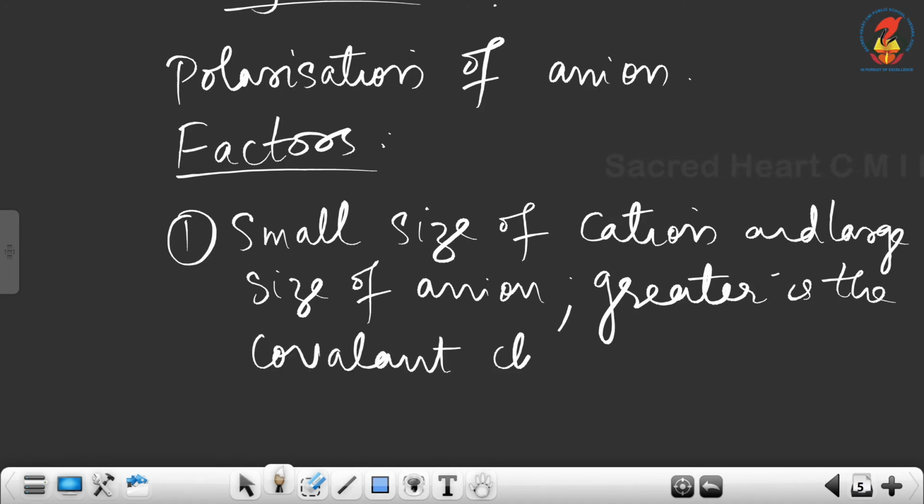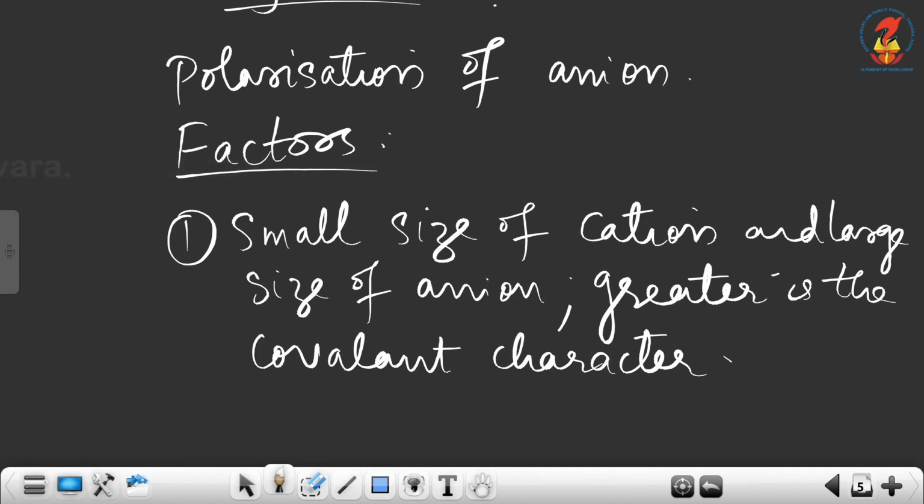Greater is the covalent character. So, if the cation size is small and anion size is large, then greater is the polarizing power of cation on anion and greater is the covalent character. So, this is the first factor.